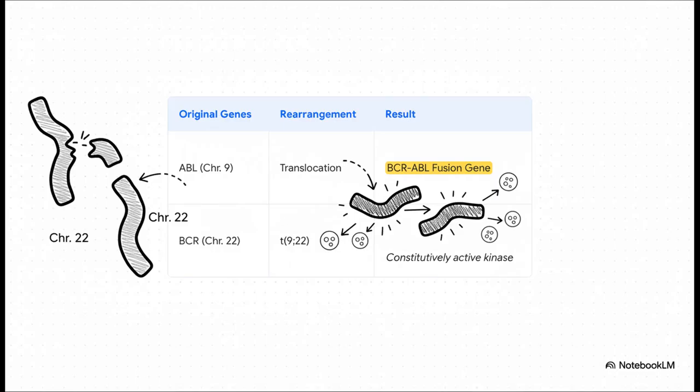The classic textbook example of this is something called the Philadelphia chromosome. In a type of cancer called chronic myeloid leukemia, or CML, a piece of chromosome 9 breaks off and fuses with chromosome 22. This mashup creates a brand new fusion gene called BCR-ABL, and this new gene produces a hyperactive protein that just constantly screams at cells to divide. This one event is literally the defining cause of CML.